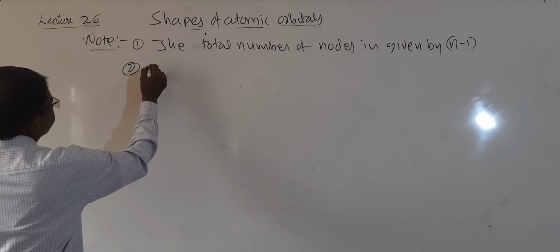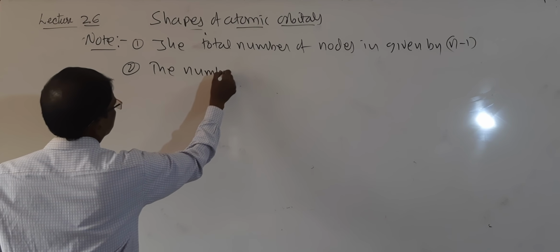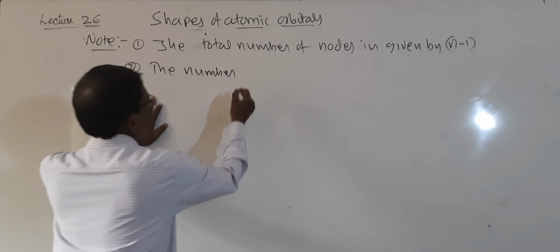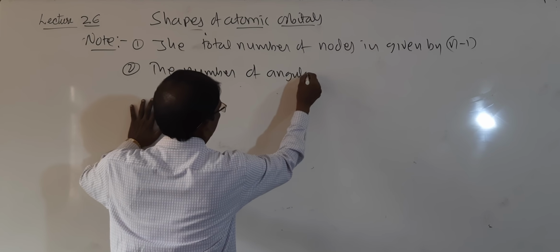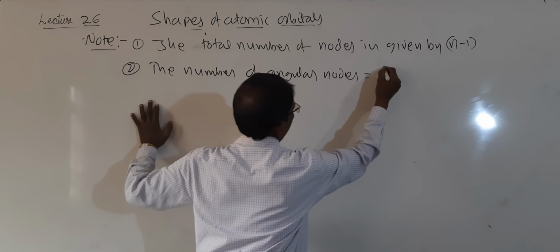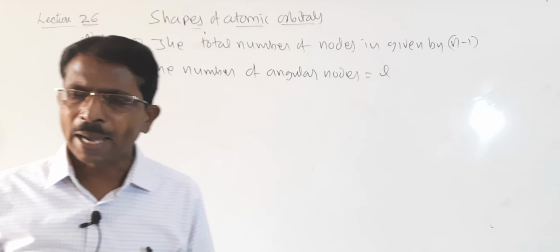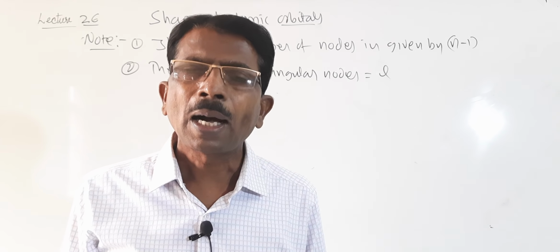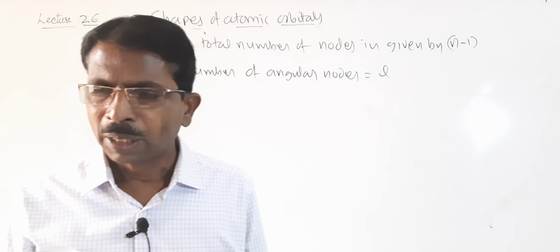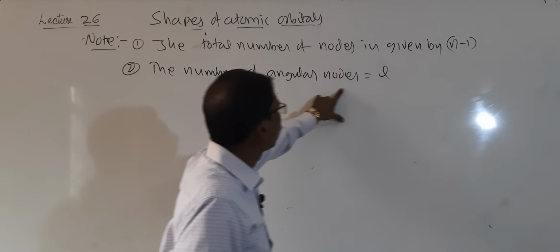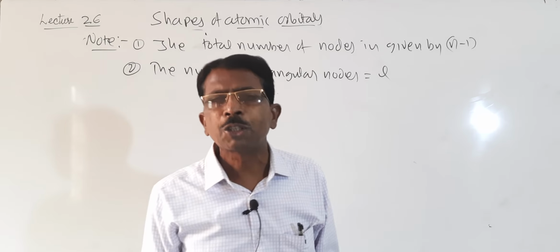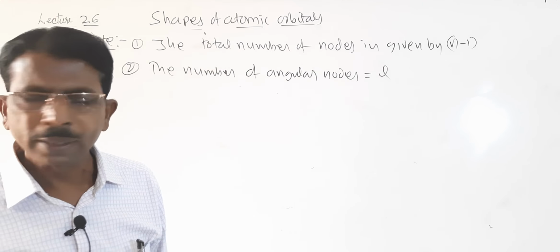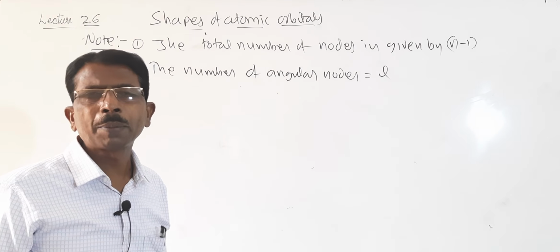Second one, the number of angular nodes is equal to L. The number of angular nodes is always equal to the azimuthal quantum number, or the angular orbital quantum number. Remember students, the number of angular nodes is always equal to the azimuthal quantum number, or the angular momentum quantum number.